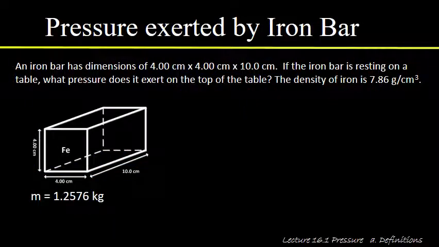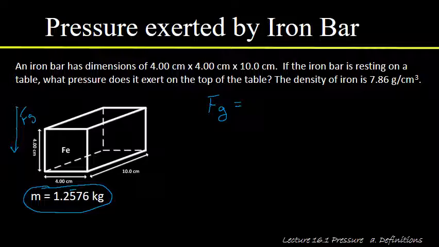All right, so we're making a lot of progress. In fact, we're probably more than halfway there. We've determined that the mass of this iron bar is 1.2576 kilograms. Good to 3 significant figures. So now we can calculate the force. All right. The force that this exerts on the tabletop is the mass times the acceleration of gravity.